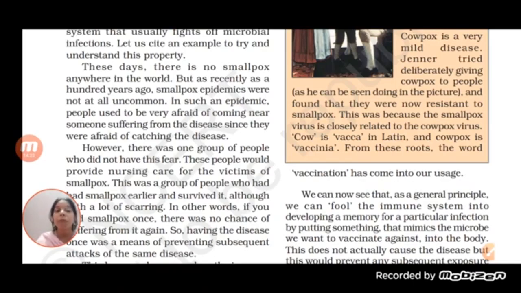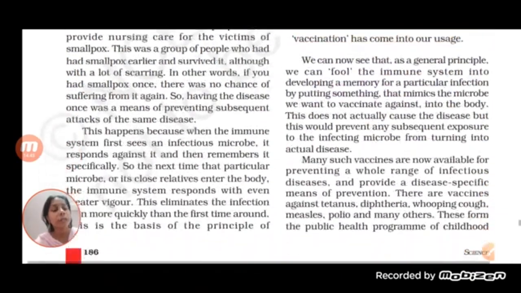This was a group of people who had smallpox earlier and survived it. Although, with a lot of scarring, in other words, if you had smallpox once, there was no chance of suffering from it again. So, having the disease once was a means of preventing a subsequent attack of the same disease. I'll tell you what that means here, student.